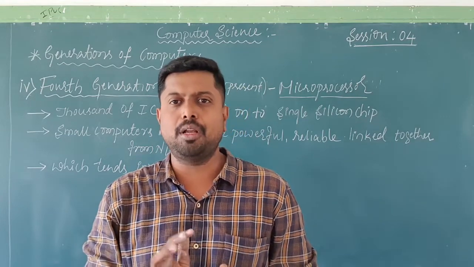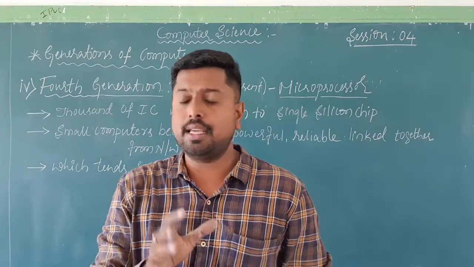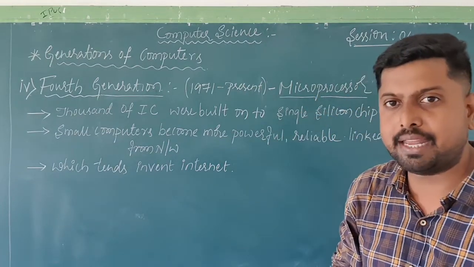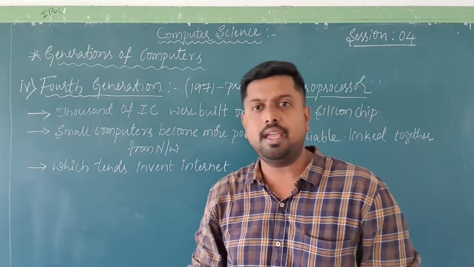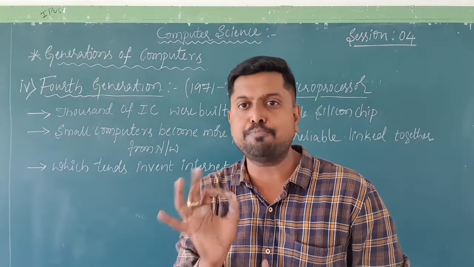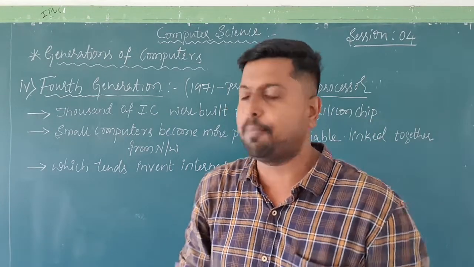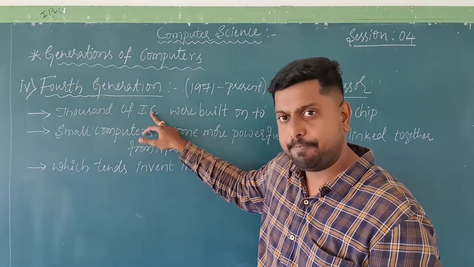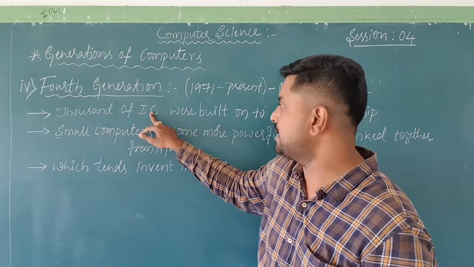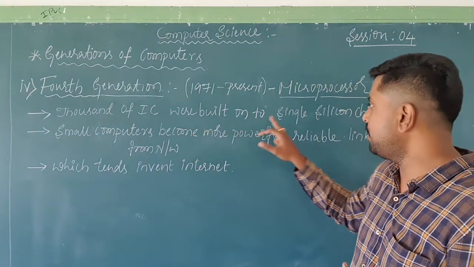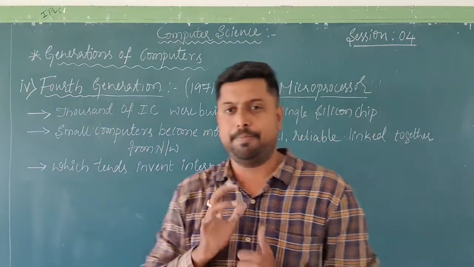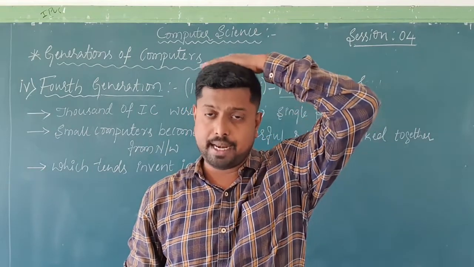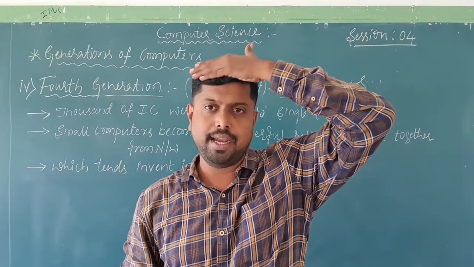So in this particular fourth generation, the device invented is the microprocessor. A microprocessor is a device invented in the fourth generation of the computer. So what are the properties? Thousands of ICs, thousands of integrated circuits, were built on a single silicon chip. In the last generation we discussed, the silicon chip is a property used in integrated chips.